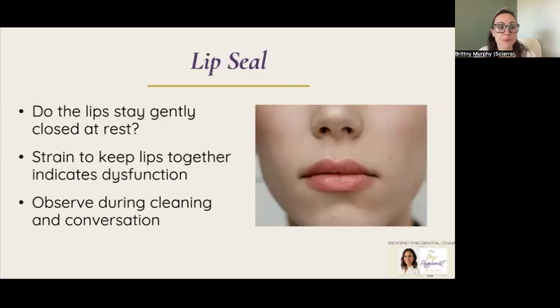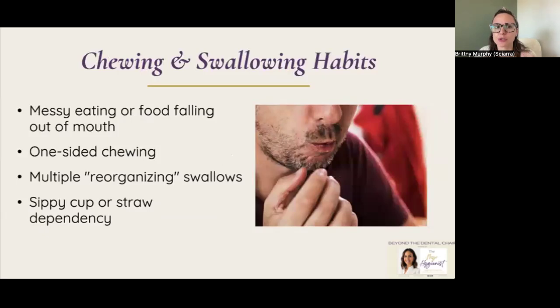Lip seal. Do the lips stay gently closed at rest? And not only that, but when they are closed, do they not have any compensation or strain in those perioral muscles? If they strain to keep their lips together, that's an indication of dysfunction. And you could observe this during your conversation, okay? Of course, again, during the actual prophy appointment itself, it's a little bit difficult. Again, when you're taking breaks and things like that, see what they do. Do the lips naturally come together at rest, which they should, or are they keeping their lips apart? Also, look for signs of chapped lips or dry lips. That can be an indication as well of a red flag.